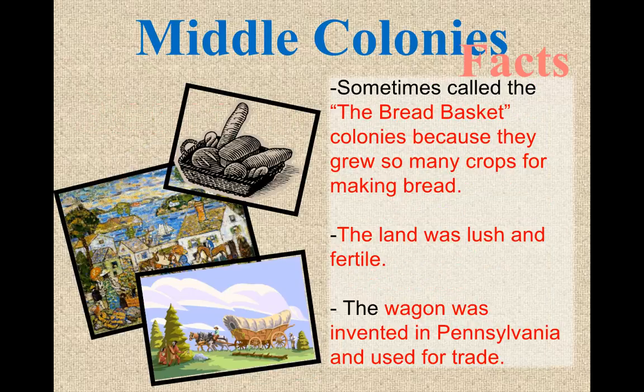Some facts about the middle colonies. Sometimes called the breadbasket colonies because they grew so many crops and for bread. The land was lush and fertile. The wagon was invented in Pennsylvania and used for trade.